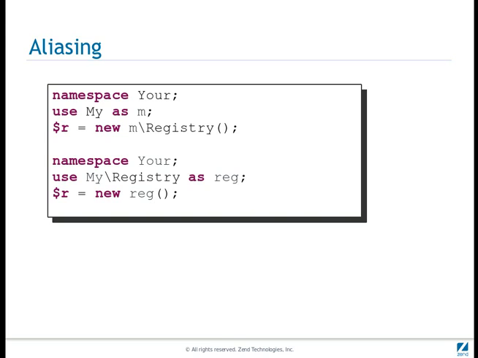A common use case I've had for this, believe it or not, is utilizing pseudo namespaces from 5.2 and before within 5.3. And what I'll do is something such as use Zend_Controller_Action as ActionController. And what this will do is it will import that class, and I can now refer to it as simply ActionController within my code. This is a very useful technique.